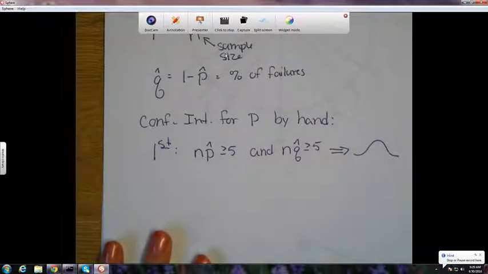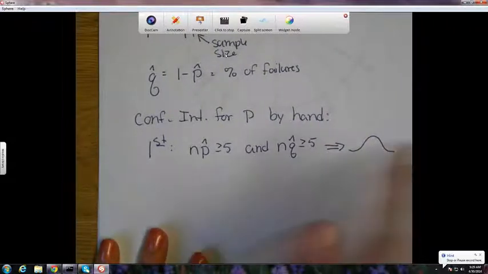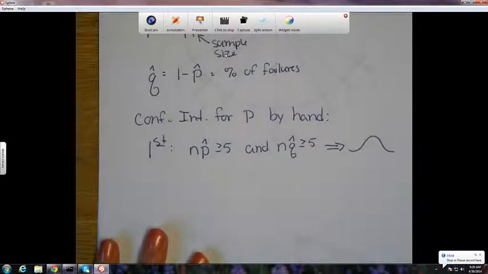If either one of those is not bigger than 5, then you can't move on, you can't do the stats with it. You have to increase your sample size. Okay.